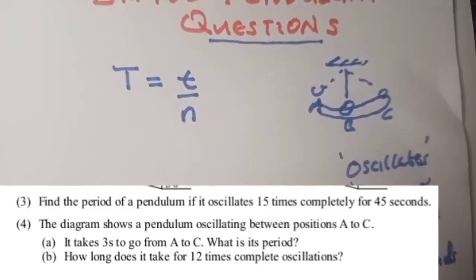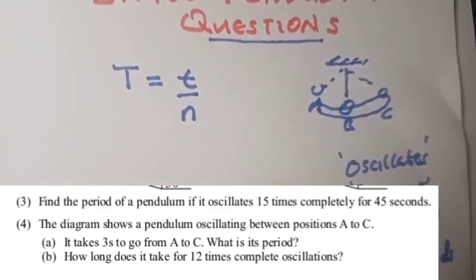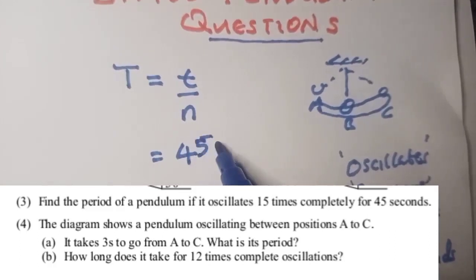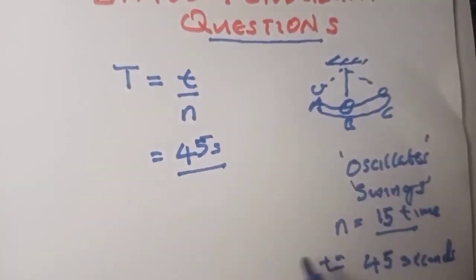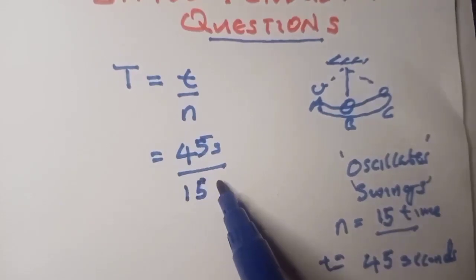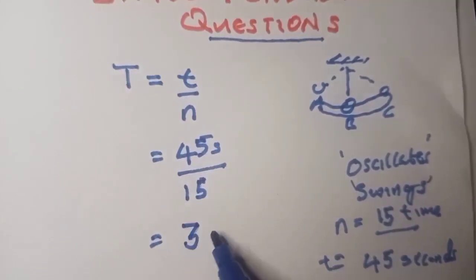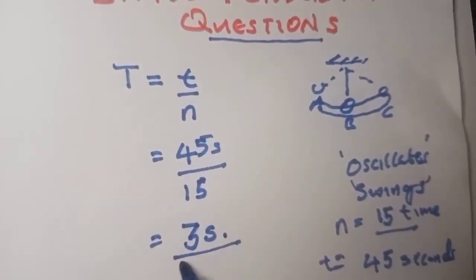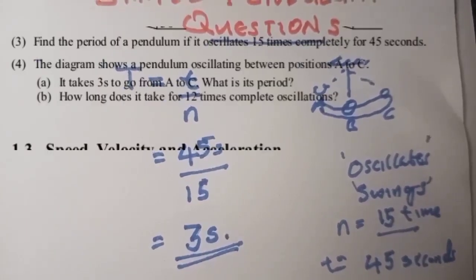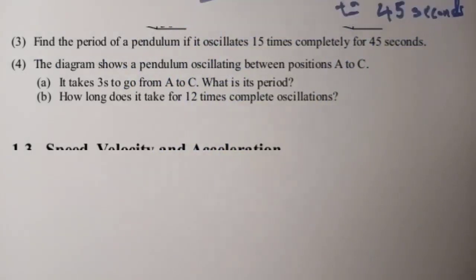So n is the number of oscillations, which are the swings, and n is equal to 15. The time is 45. We just replace the values: time is 45 seconds over the number of swings or oscillations, which is 15. You simply divide 45 by 15 and you get 3. So the period is 3 seconds. Let's go to the next question.